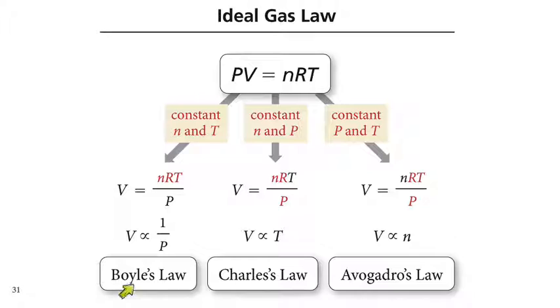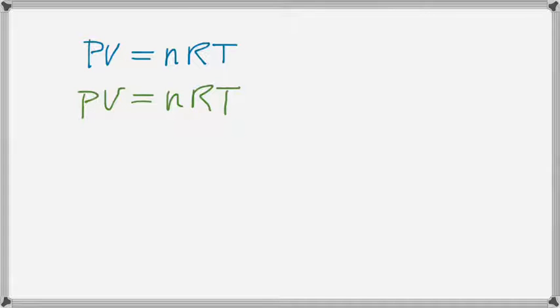So we can get all of these simple gas laws out of the ideal gas law. And I want to show you here how you can derive whatever equation you need. So PV equals nRT. And under a different set of conditions, PV is equal to nRT. Any gas, any amount of gas, any temperature, any pressure, essentially, this is true.